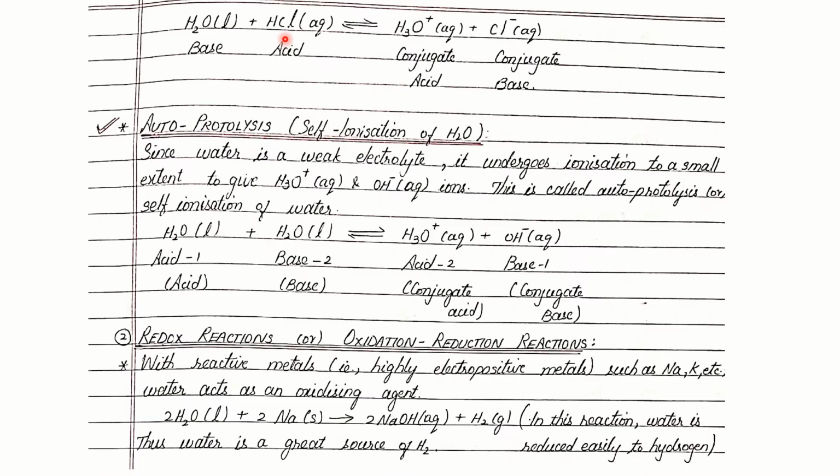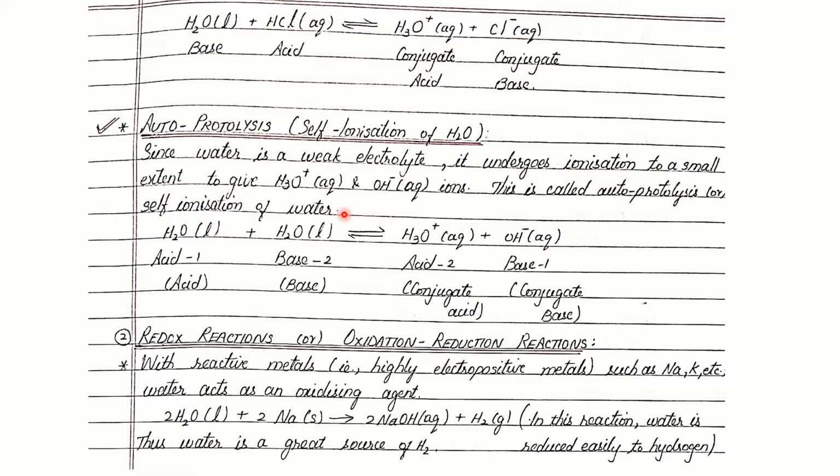In the presence of a strong acid like hydrochloric acid, water behaves like a base. Water reacts with hydrochloric acid to give hydronium and chloride ions. Let us look at autoprotolysis. It means self-ionization of water. Since water is a weak electrolyte, it undergoes ionization to a very small extent to give hydronium and hydroxide ions. This is called autoprotolysis or self-ionization of water.